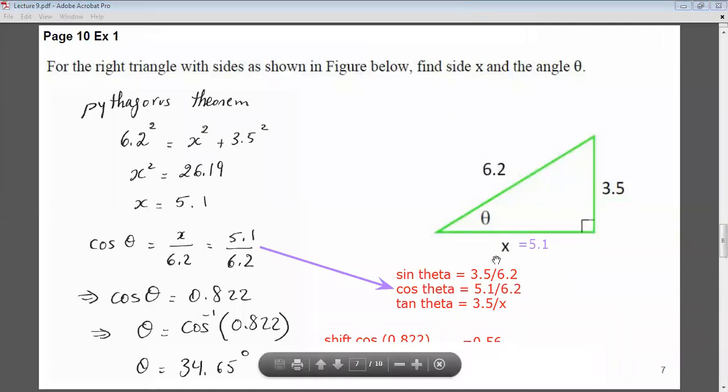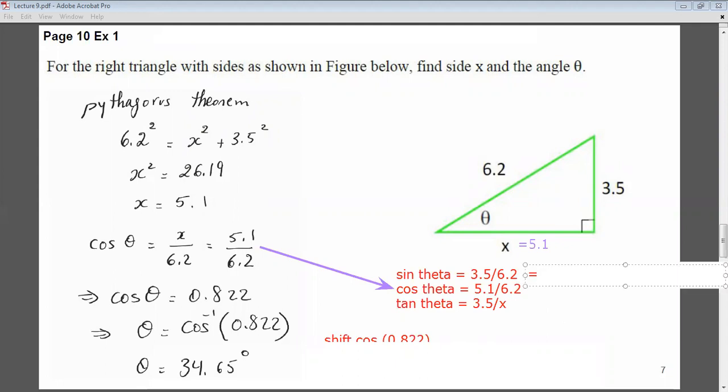You can try it on your own. It's easy. You just put sine theta equal 3.5 divided by 6.2. 3.5 divided by 6.2 is equal to 0.56. Then you put shift sine 0.56 and you will get the same answer, 34.65. Or you do it with tan, and you should get the same answer.